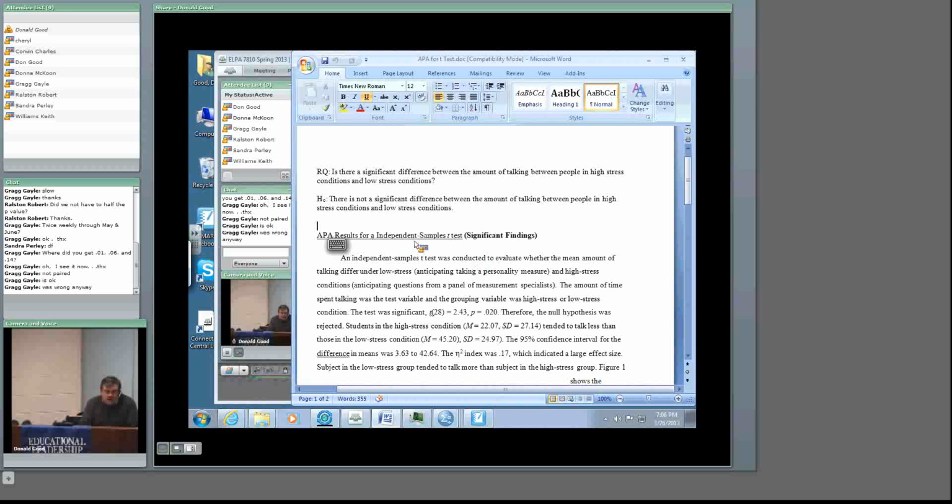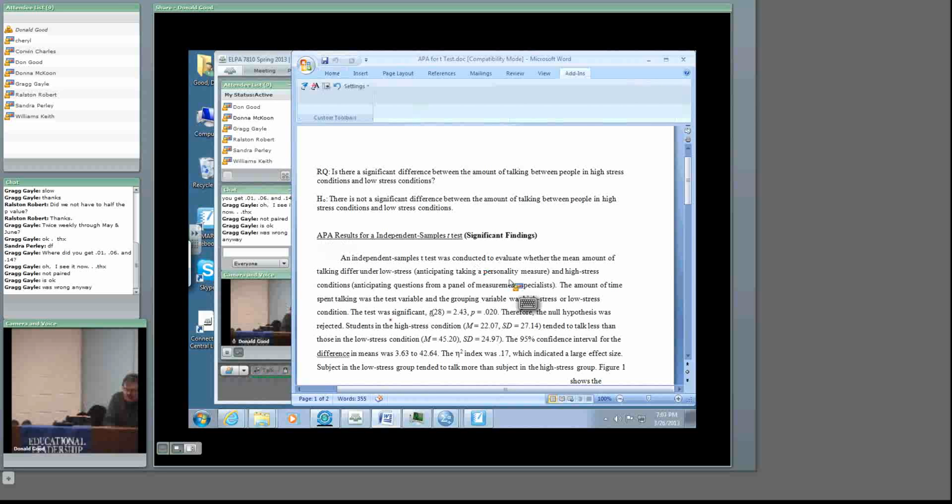That's fine. The test was significant. There's that sentence: the t-value with degrees of freedom in parentheses and the p-value. The fact that it's significant is consistent with a p-value less than 0.05. Likewise, we're rejecting the null. All 3 of those things say the same thing. And then I say, the students in the high stress condition, and I give them means and standard deviations, tended to talk less, because these are times, or percents, talk less than those in the low stress condition.